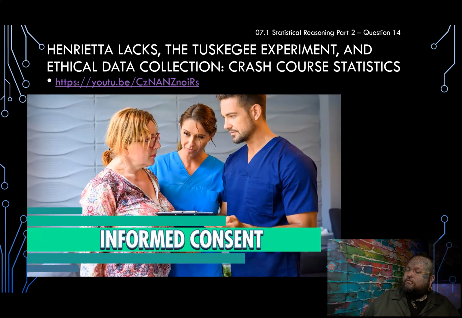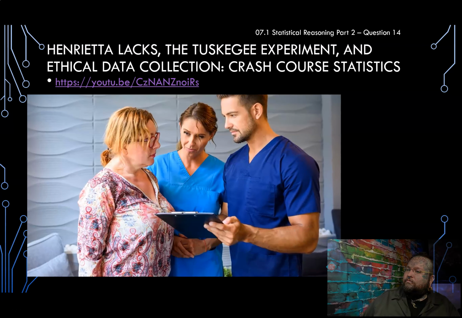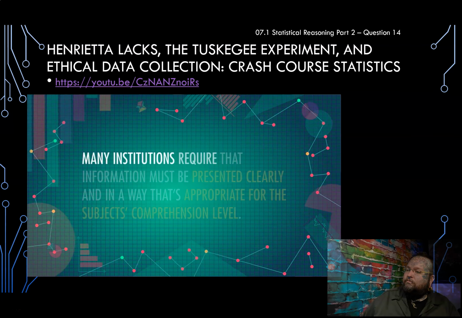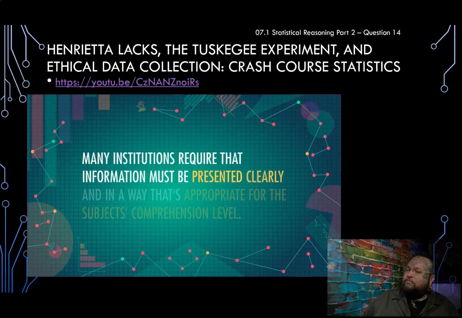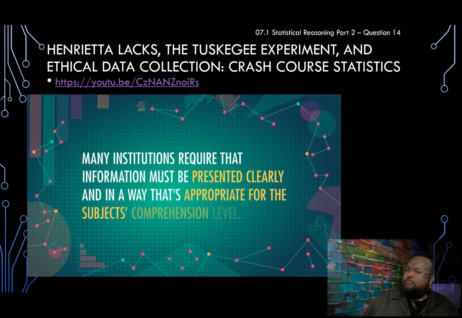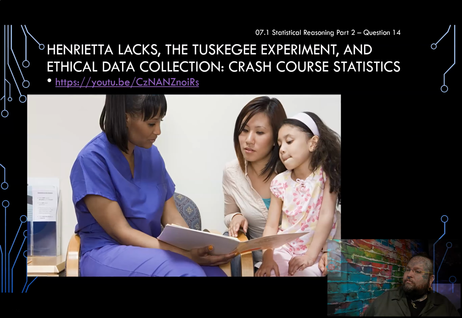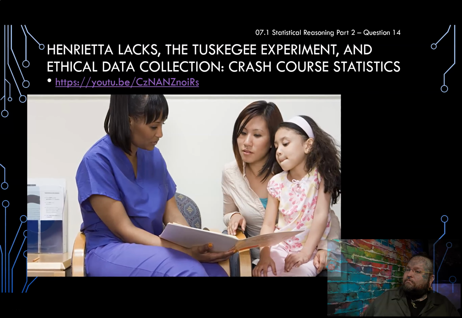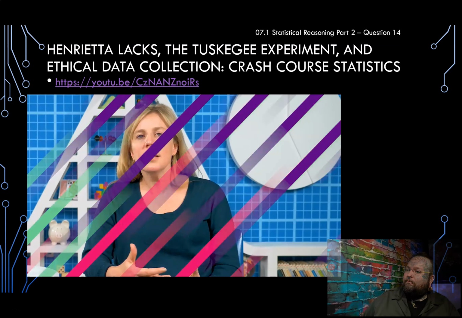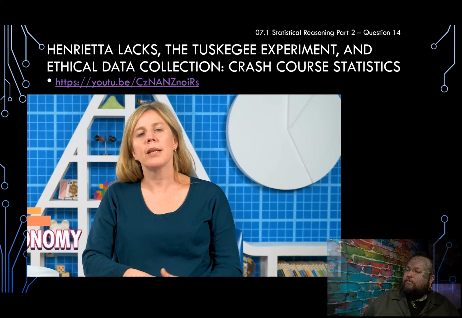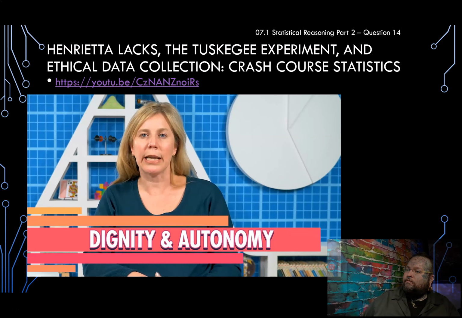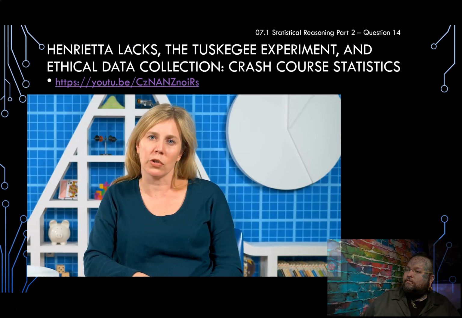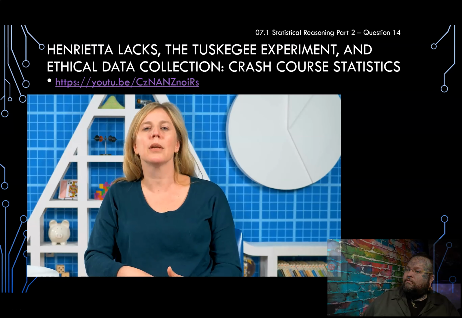Subjects have the right to not only receive all the facts relevant to their decision to participate, they have the right to understand them. Many institutions require that information must be presented clearly and in a way that's appropriate for the subject's comprehension level. Even children whose parents are legally allowed to consent for them must get an age-appropriate explanation of what will happen in the study. This is incredibly important because it respects the dignity and autonomy of the subject, allowing them to stop research procedures at any time. That incentivizes researchers to design studies with more acceptable levels of risk.